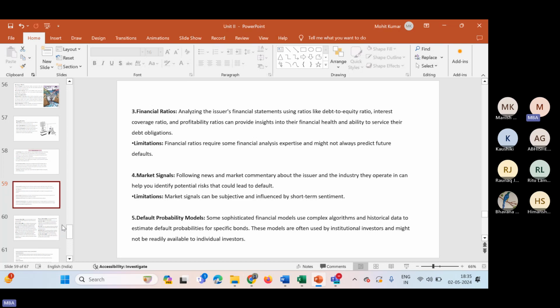Now, you have market signals. Market signals are the different news in the market, or what is happening right now in the market, or about the issue, or what the situation is there. They actually tell you a lot of story about the company. It can help you in identifying the potential risks with the firm that could lead to default. Right now you may think, okay, there are so many bans on Paytm, Paytm may go into default, I don't know what will happen.